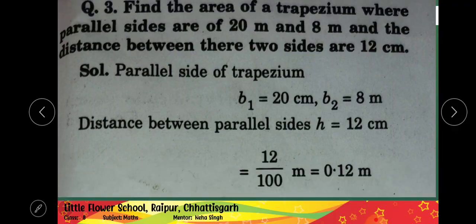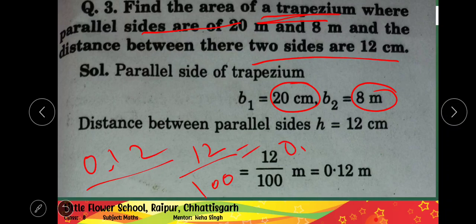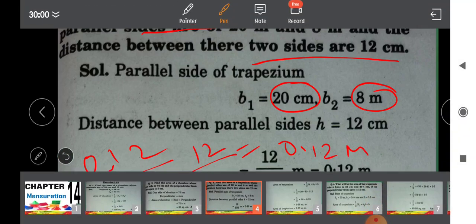Now in this we'll need to find the area of trapezium. Parallel sides are given and the distance between the two sides is given. So first of all, one detail is given in centimeter, the other is given in meter. So we'll be converting all the things into centimeter, right? How can we convert meter into centimeter? By dividing with 100. See, it is 0.12, right? How have we done it? 12 divided by 100, since we have to convert it into centimeter. So it will be how much? 0.12, right?